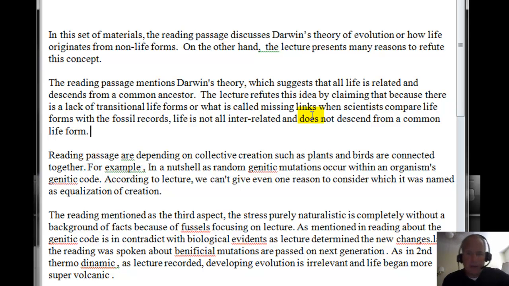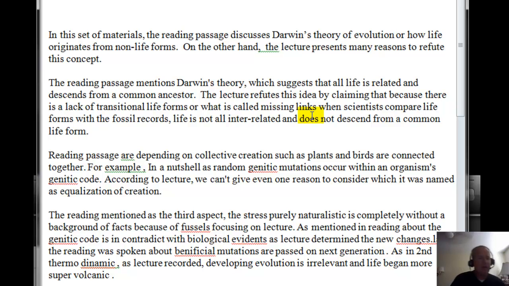So then in the reading passage, you say the reading passage depends on collective creation, such as plants and birds are connected together. For example, random genetic mutations occur within an organism's genetic code. Okay, I see where you're getting that. So according to the lecture, we can't even give a reason to consider which is named as equalization of creation.